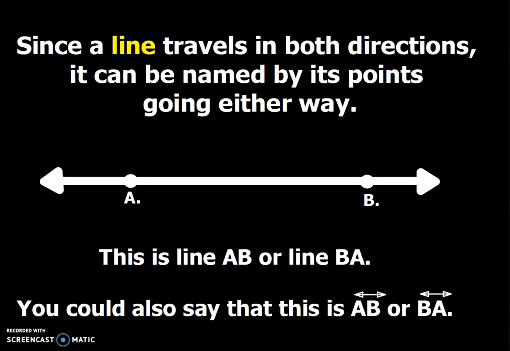Since a line travels in both directions, it can be named by its points going either way. This is line AB or line BA. You could also say that it's AB or BA. Notice when we name the line, we do put the arrows, but no points when we're naming it.